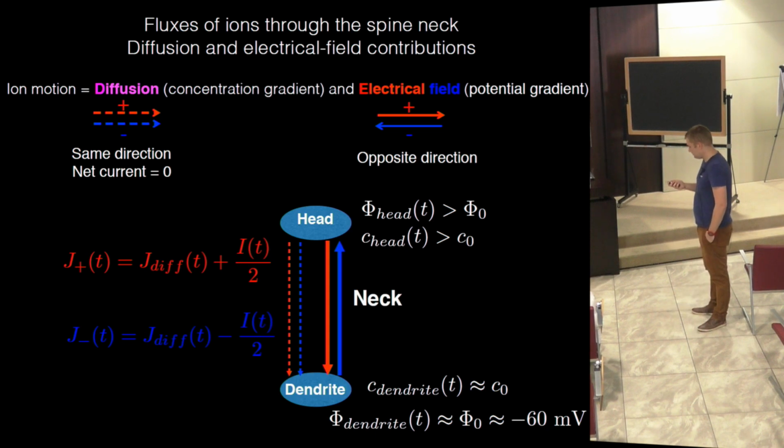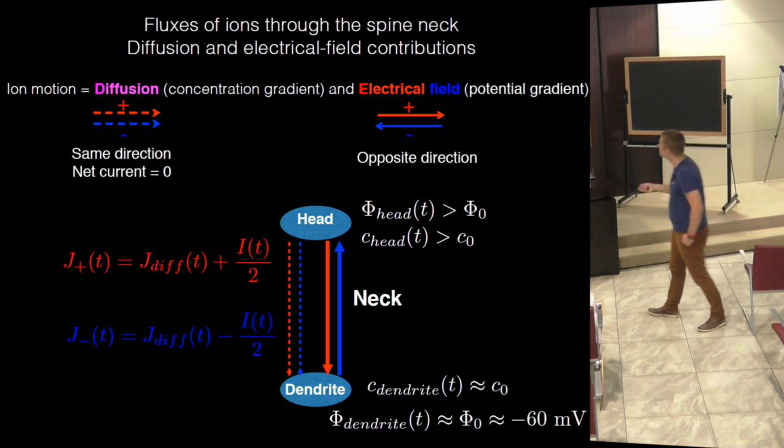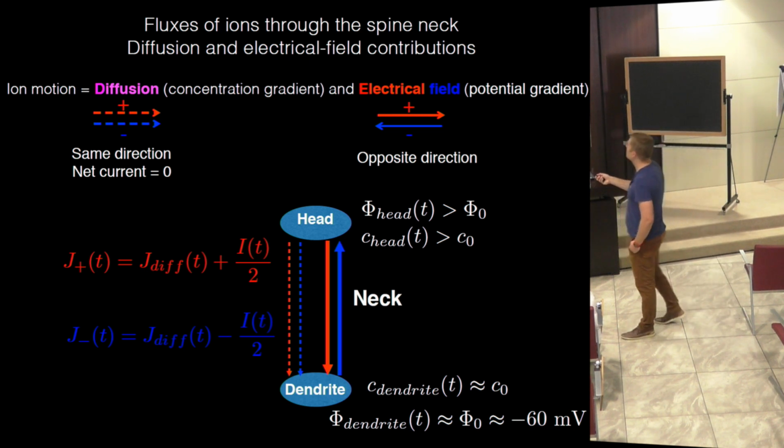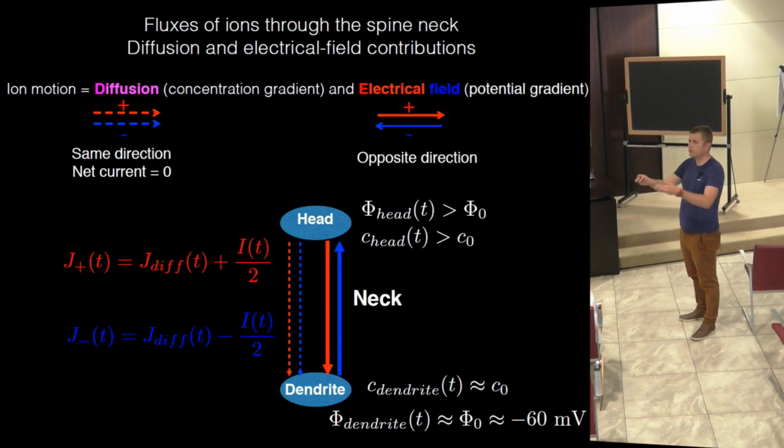But the important thing that I wanted to recall, and this is true for every 1D Nernst-Planck equation, is that you have two terms. So there are two forces that push the ion. There is a diffusion, which is a gradient of concentration. So it's going to push both positive and negative ions from high concentration to low concentration, so it's going to push everybody. Typically, because the concentration is going to increase in the head, it's going to push everybody from the head to the dendrite.